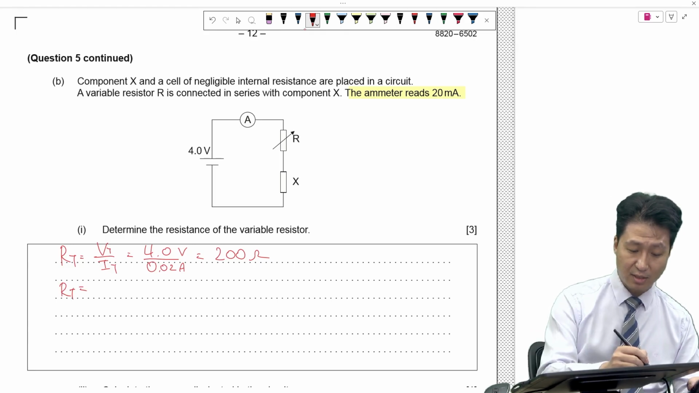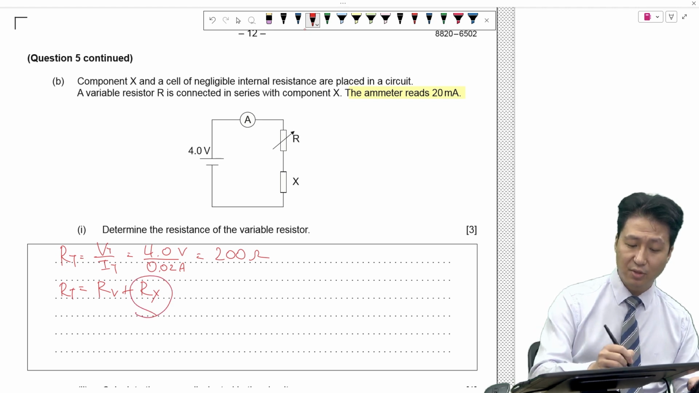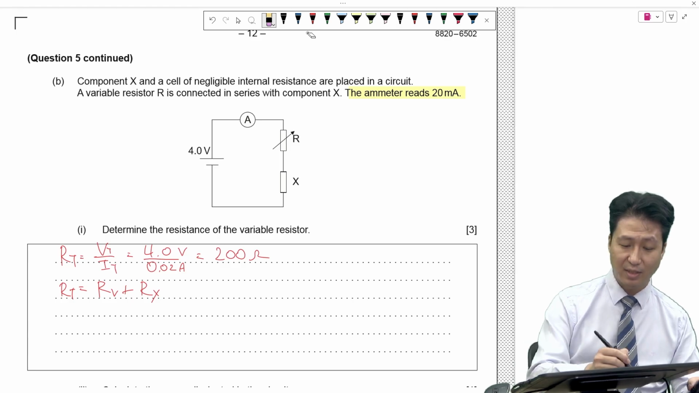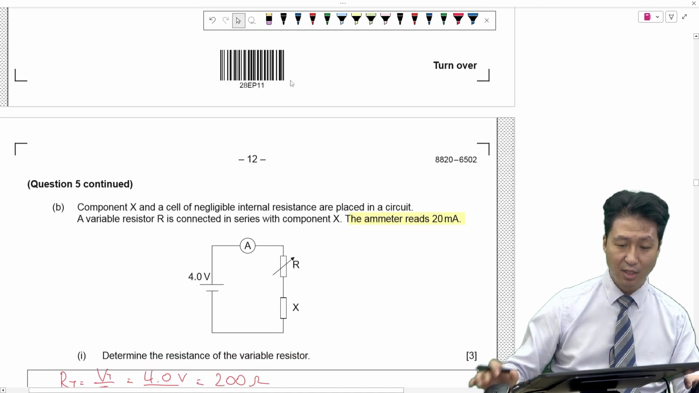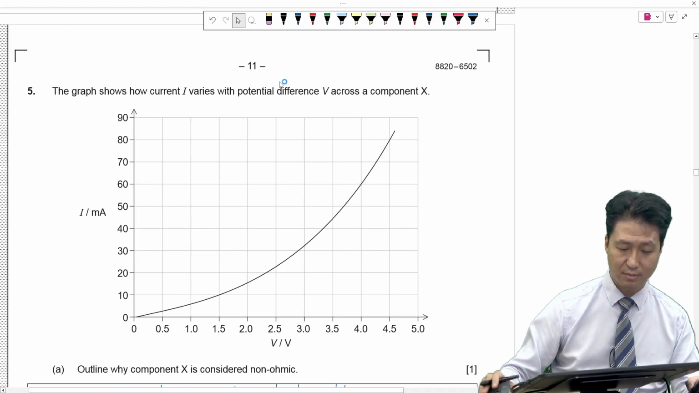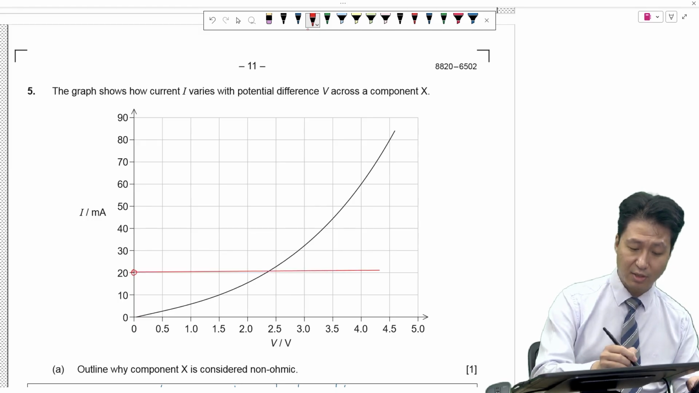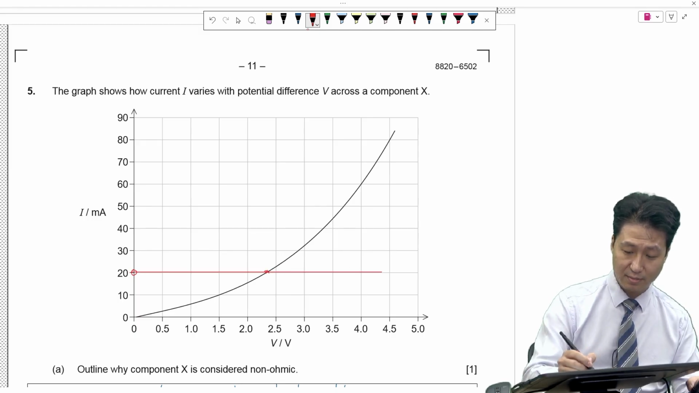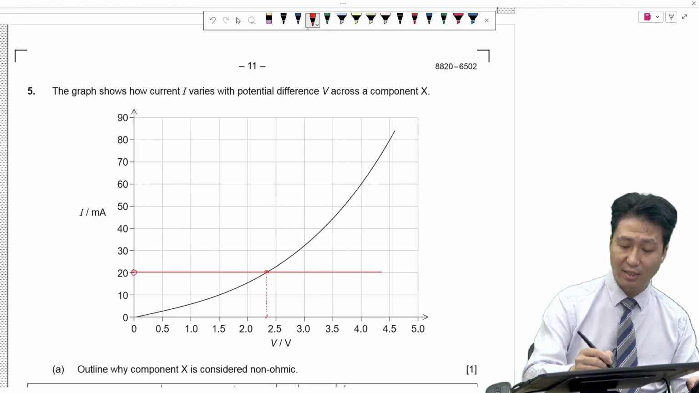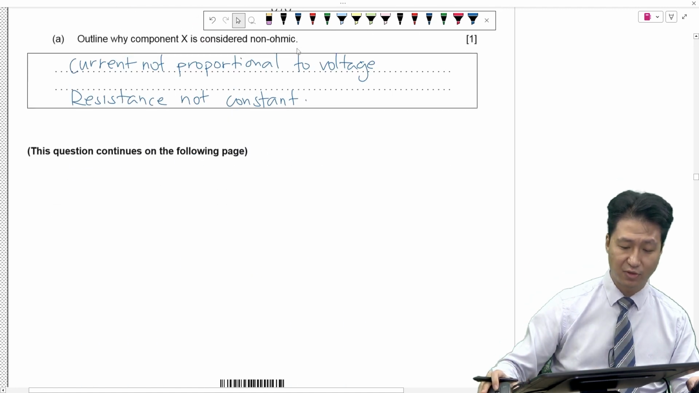This total resistance will be equal to the variable resistance plus the resistance of component X. Finally, we have to find the resistance of component X, and we do this by using the graph. If you go back to the graph, we know that the current going through it is 20 milliamperes. So let's draw a horizontal line going through that. Where it intersects, it gives us the exact voltage across that resistor. In this case, 2.3 volts.